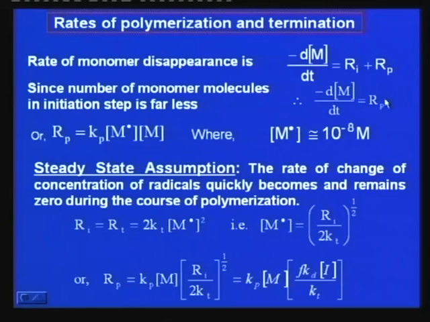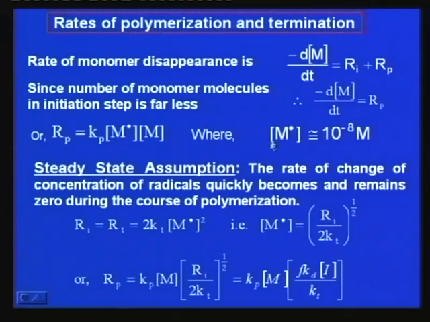So, overall rate of polymerization R P can be expressed as the overall disappearance of the monomer, minus dM by dt. It can also be expressed as R P equal to the rate constant for propagation K P, times the growing chain radical concentration, times the monomer concentration, where the concentration of the growing chain is very less. It is so transient that once it is initiated, within a very short period it completes its growth and gets terminated, becomes dead.